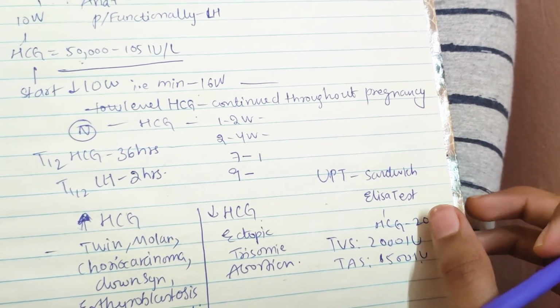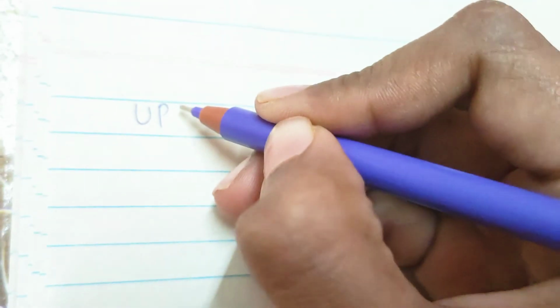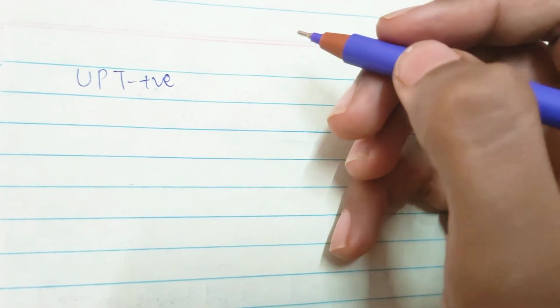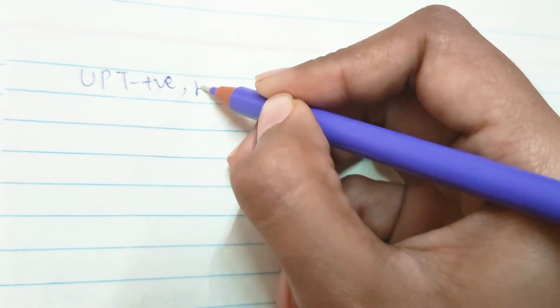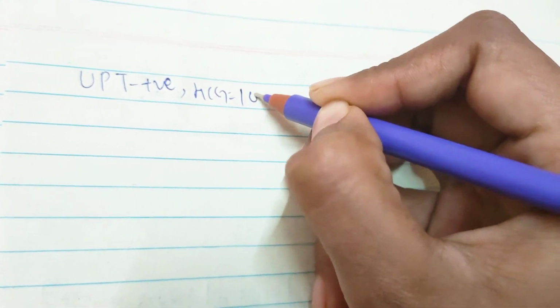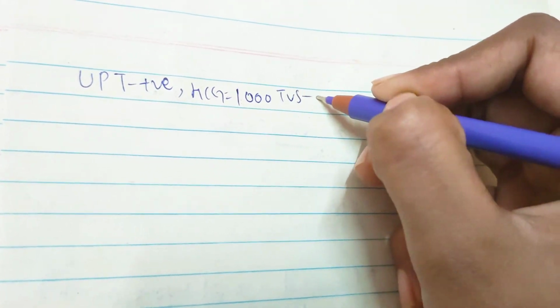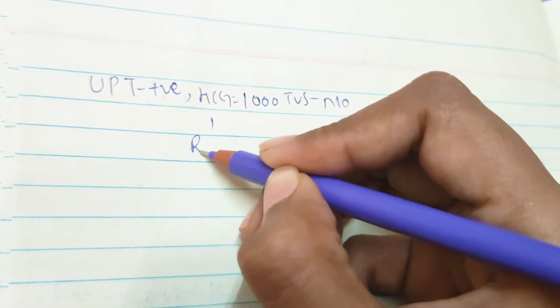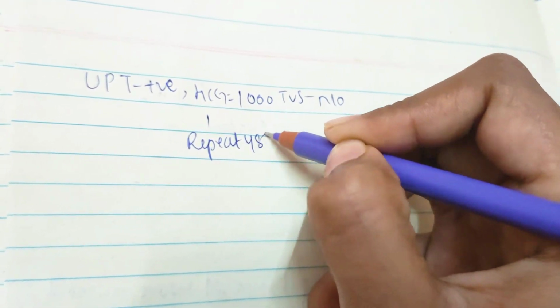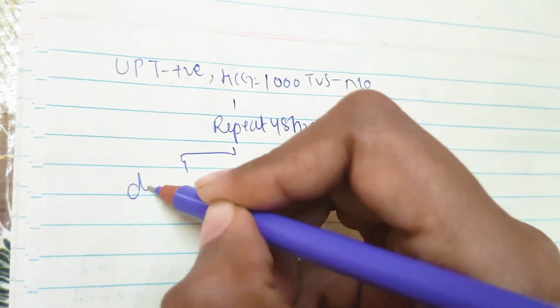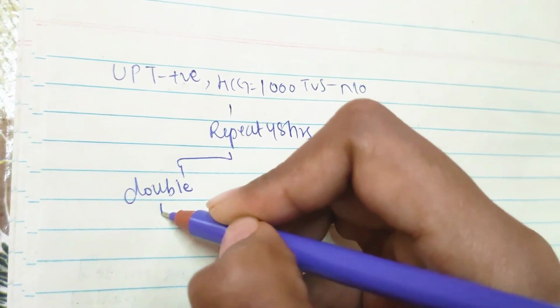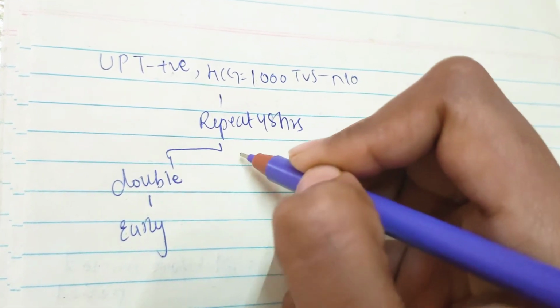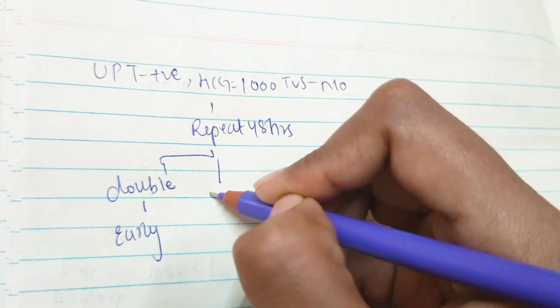So now let us see one case. In this case, UPT is positive, and here HCG is about 1000. In TVS you will see no gestational sac. So there is no gestational sac, and you need to wait and repeat this after 48 hours. If you repeat after 48 hours and the HCG value is doubling, then you can say it's early intrauterine pregnancy.